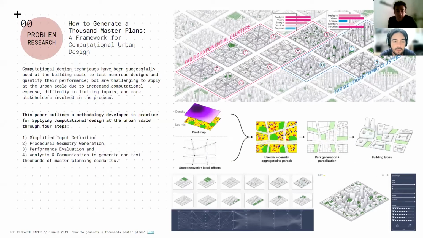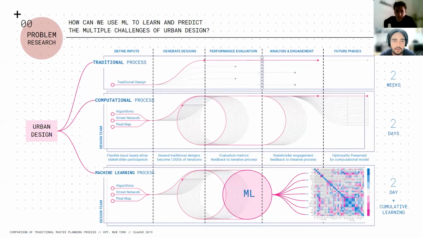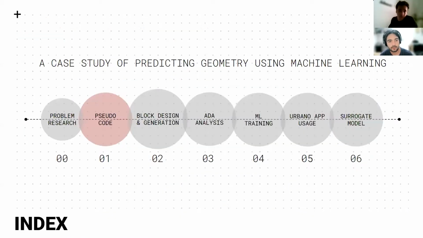In our case, we started researching the state of the art, and we came across a paper from KPF, "How to Generate 1,000 Master Plans," a framework for computational urban design. It talks about the importance of the city block as the minimum building block for cities, and how it's important for designers to introduce sustainable metrics into real-time design workflows in order to build better cities. It also talks about the traditional process versus the computational process, and how we can now add a machine learning process on top of it that helps us deal with processes that are really time-consuming and complex to calculate. By using machine learning, we can fast-track and open new opportunities.